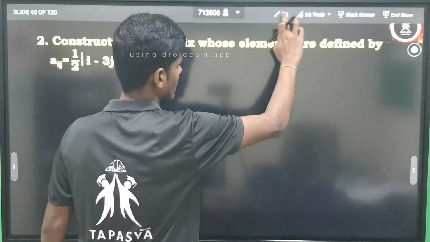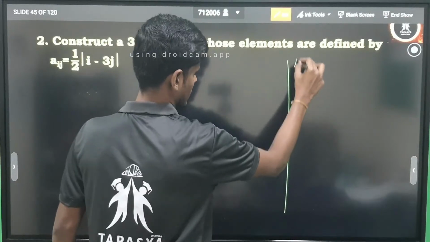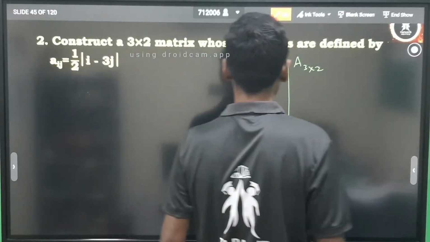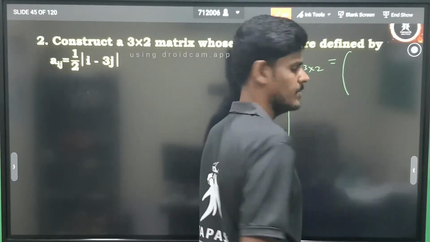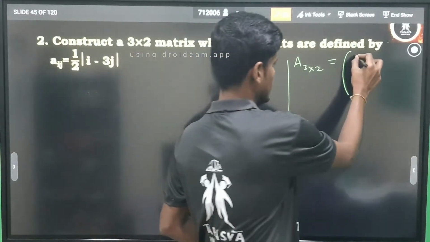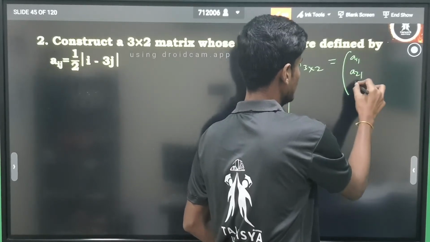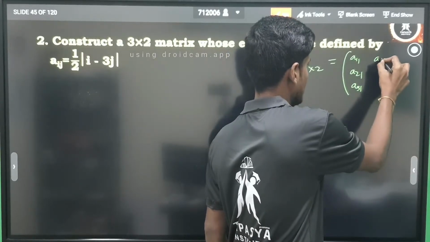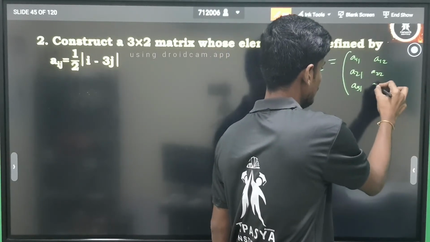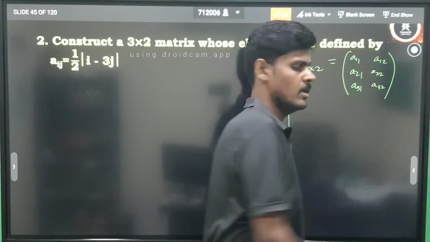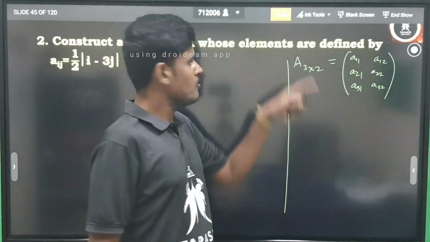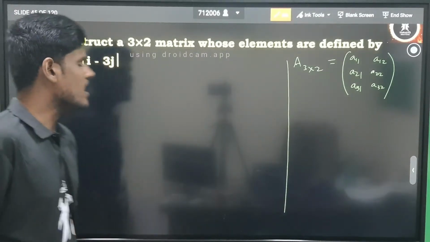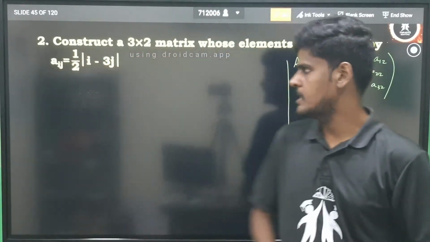I will do it here. A matrix A of order 3 by 2 will have how many rows? 3 rows, that is a11, a21, a31. How many columns? 2 columns: the other column is a12, a22 and a32. Matrix elements will be like this. Now for finding each element, here aij is defined by half of the modulus of i minus 3j.